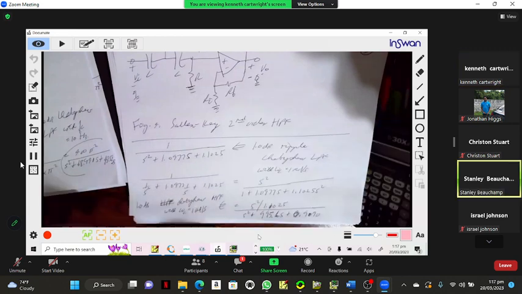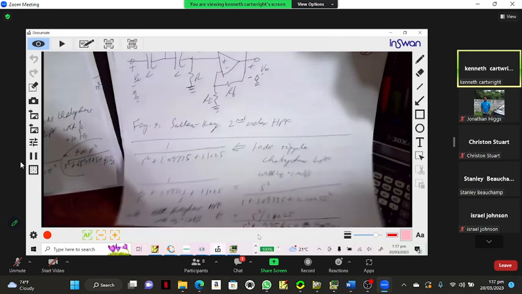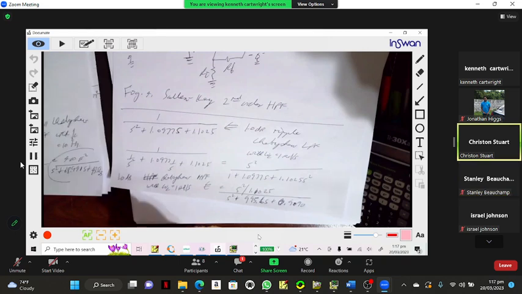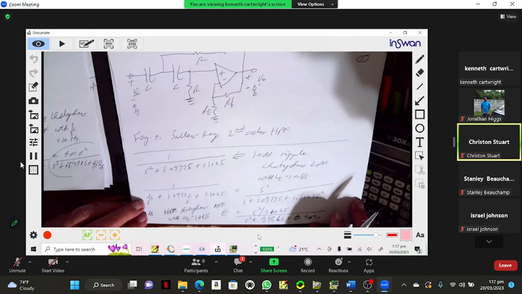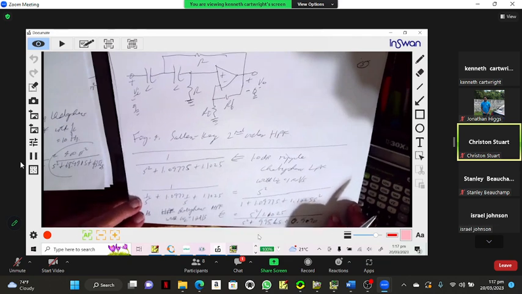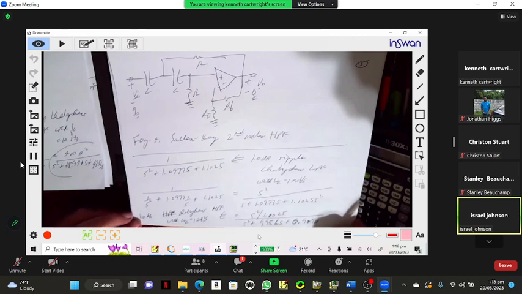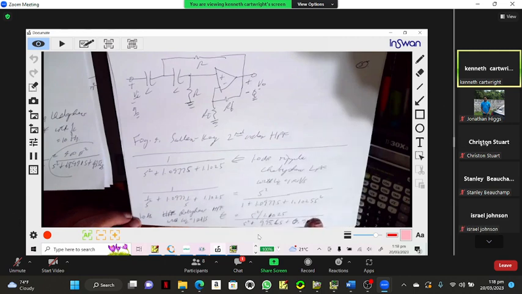Can you repeat that last line, please? It's the same thing as with the low pass filter. Where you see S, replace S by S divided by omega C. What does the writing at the bottom say? 1 dB Chebyshev high pass filter with omega C equals 1 rad per second.